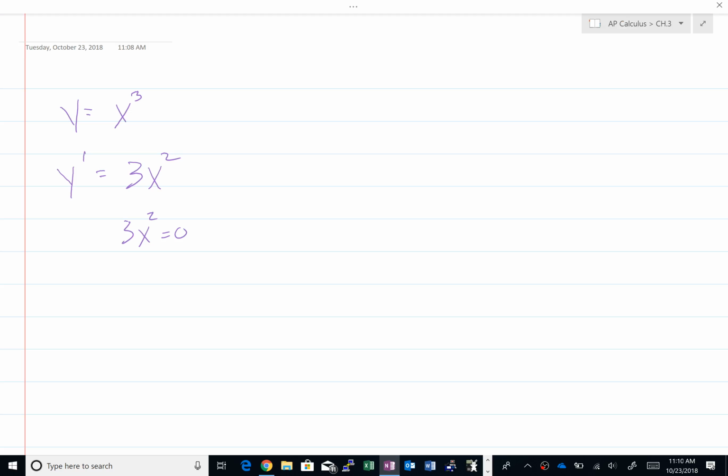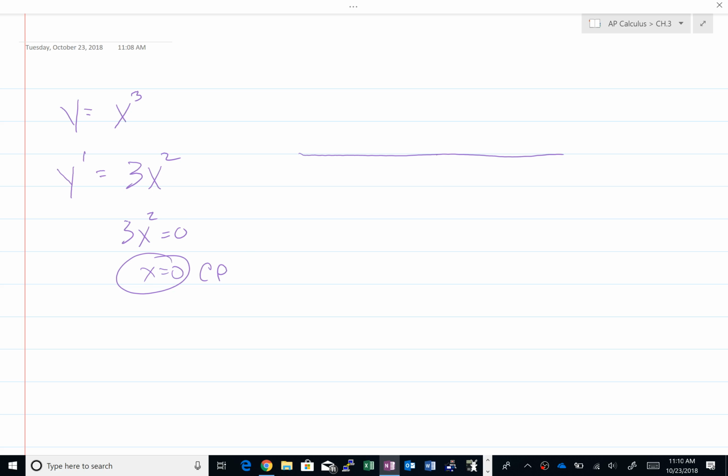Okay, here we go. All right, so we are going to do a little review, and we're going to start off with a function, a very simple one, x cubed. We find the first derivative, we set it equal to 0, and we solve, and we get a possible critical point. We don't know what kind of critical point it is, but we know it's a critical point.